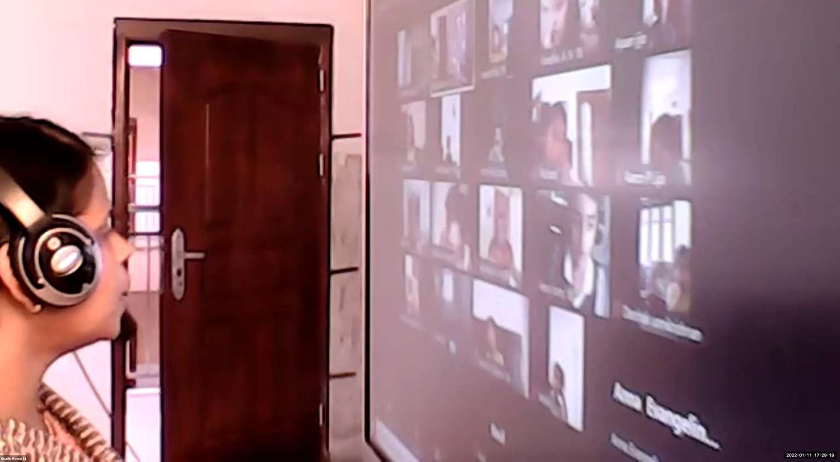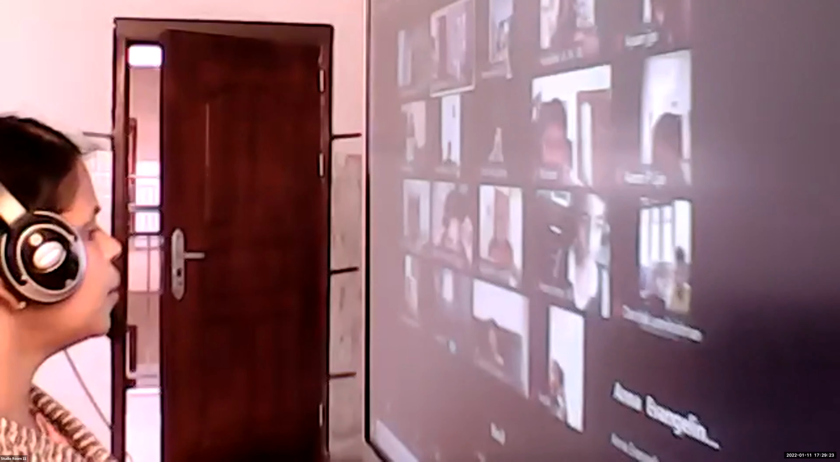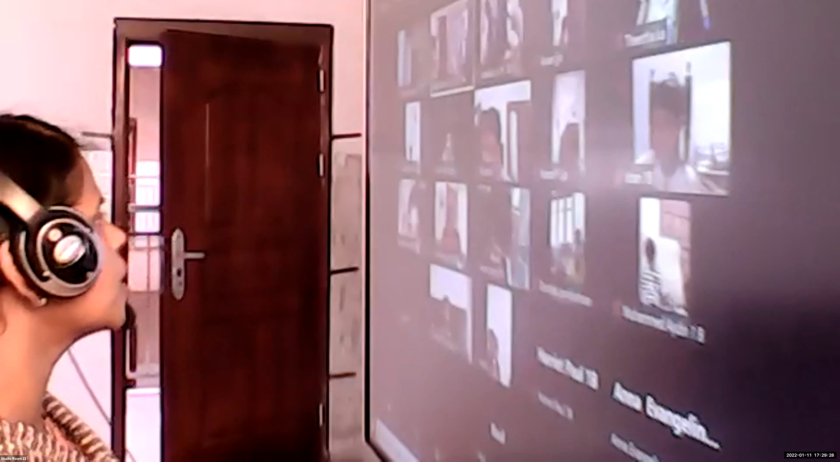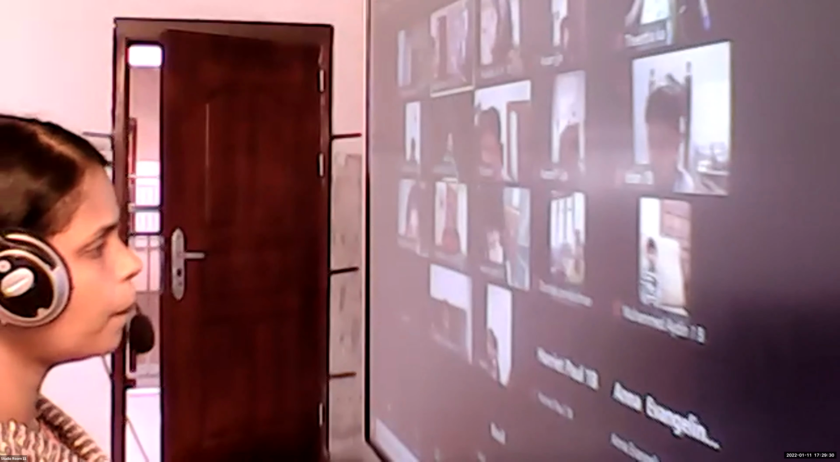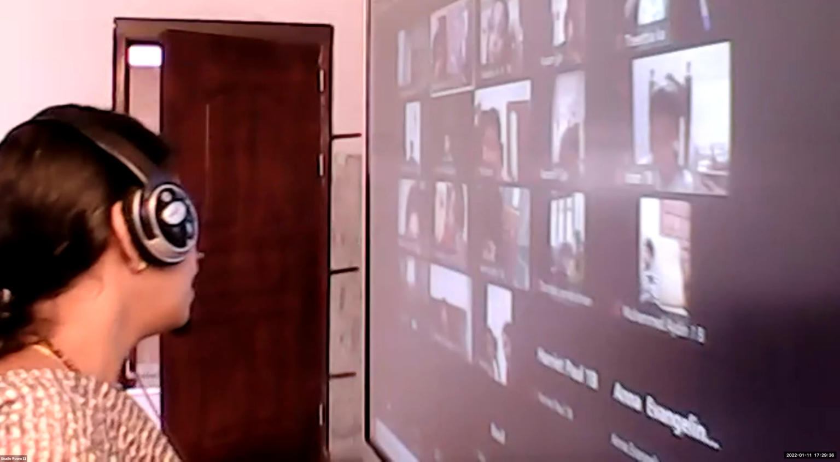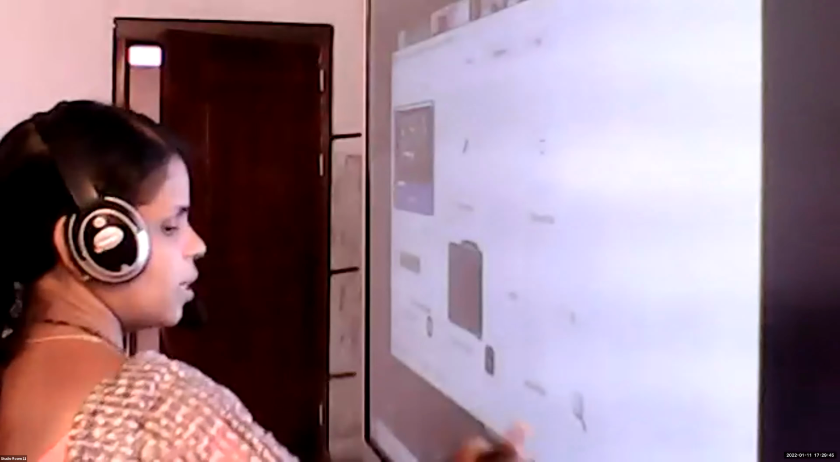Okay, and today let's see the symbol for rupee. Did you see the symbol of rupee? In coins and notes, we can see the symbol for rupee. Did you write and study the letter Ra in Hindi? Yes. Okay, now let me share the screen. Let's see the symbol for rupee.